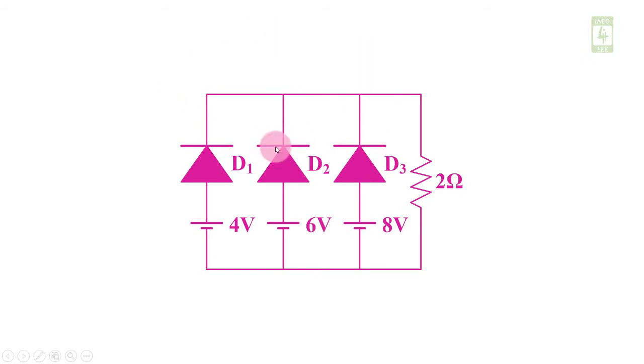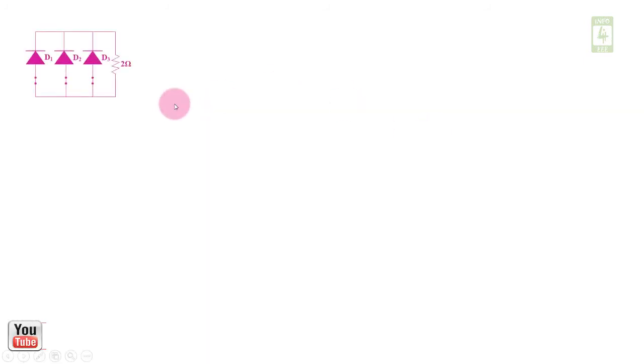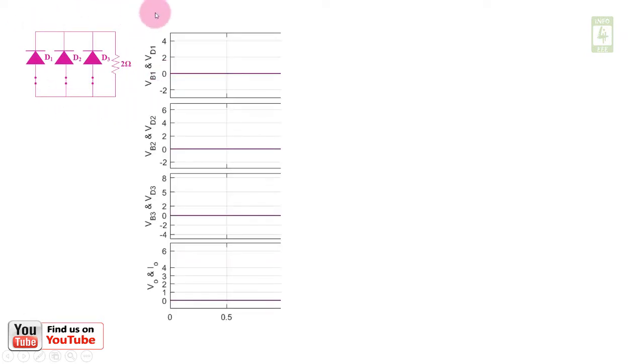The anode of D1 is connected with a 4 volt battery, while D2 is connected with a 6 volt battery, and D3 is connected with an 8 volt battery. This combination is connected with a 2 ohm resistance. Now we will discuss this circuit in steps. First, we are considering this circuit without any voltage source. It is also shown in the characteristics shown here. There is no voltage across D1, D2 and D3, and there is also no voltage across output terminals.